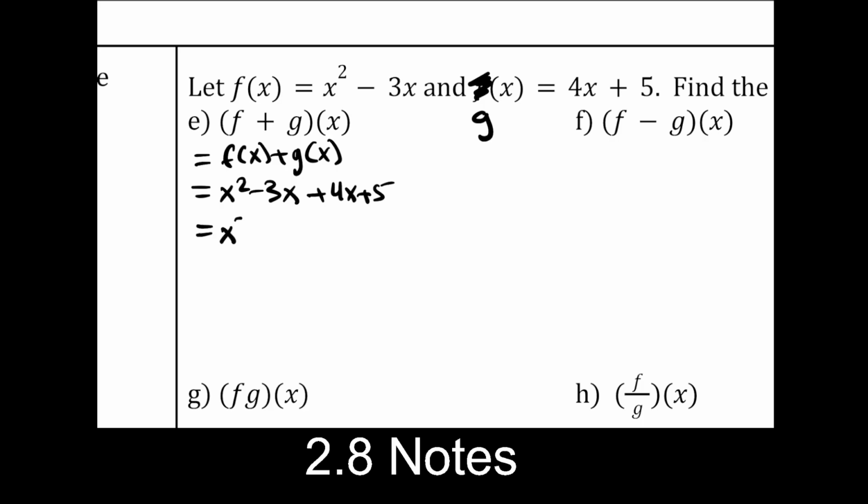We're just combining like terms. Negative 3x plus 4x is just a positive x, and then a 5. So this is our cleaned up composition function in this case. I'll box my answer.